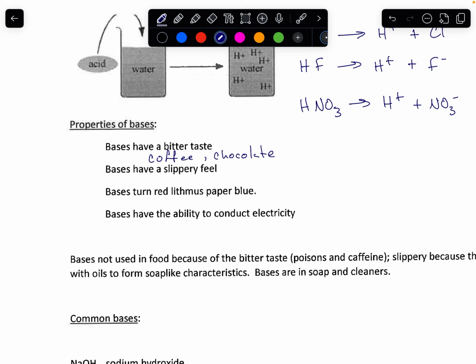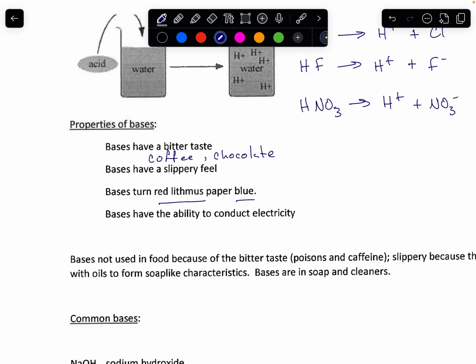They're also going to feel slippery if you get them on your hands, kind of like you got soap on your hands, because that's literally what's happening. The base is reacting with the fat in your skin and it's turning you into soap. That's why it feels kind of slippery. That's how we make soap. We take fat and base, and they'll make a soap. We already talked about litmus paper. Bases, like we said before, will take red litmus paper and turn it blue. So blue's for bases, red is for acids.